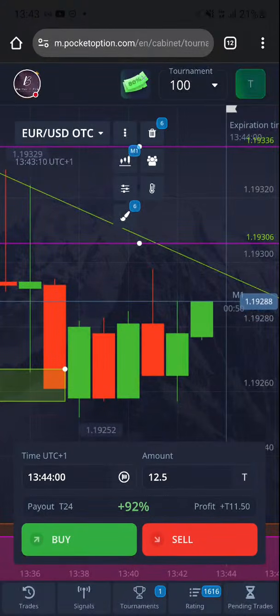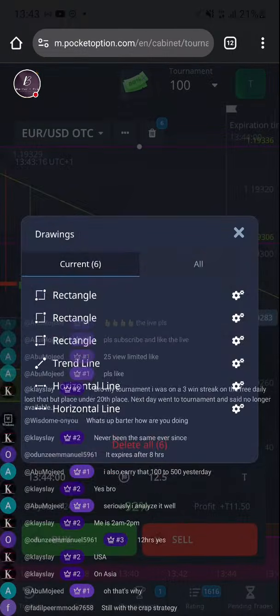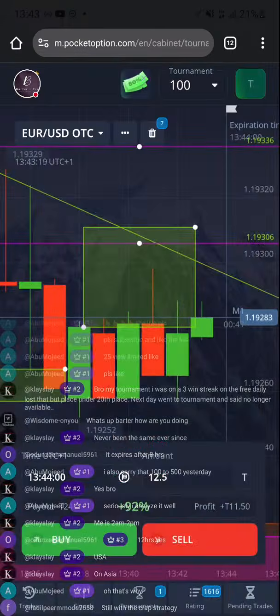I'm waiting for this trade. I want to take this trade up here. I don't know if I will have enough time to mark it. Let me see if I can mark it. I'm going with the sellers.